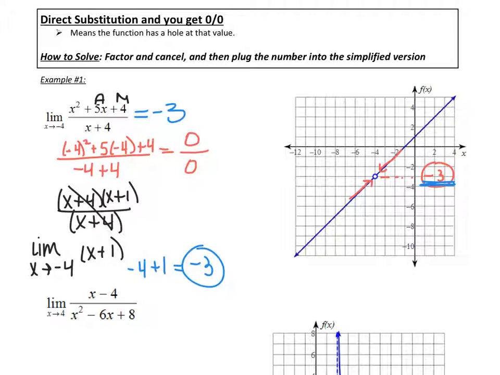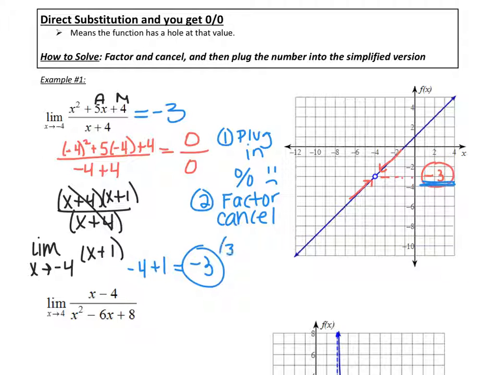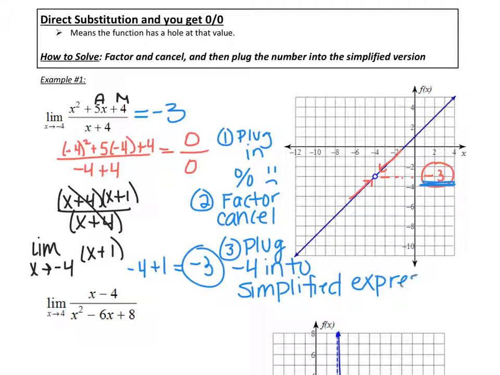So just to recap, the first step is to plug in. So since we got 0 over 0, that's not okay. So 0 over 0, sad face, that's not okay. So our second step was to factor. So we factored and we canceled. And then our third step is to plug the negative 4 into the simplified version. And then that becomes our limit.